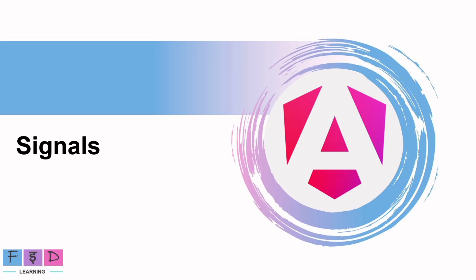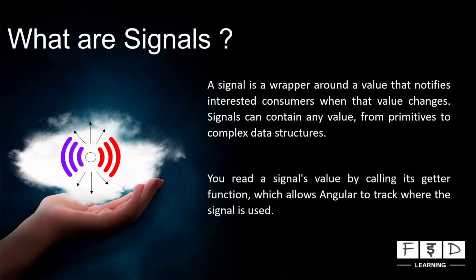In this video, we will explore the most important feature that has become stable in Angular 18 called signals. So by definition, what are signals? A signal is a wrapper around a value that notifies interested consumers when that value changes. And signals can contain any value, including primitive values or complex data structures like arrays or objects.